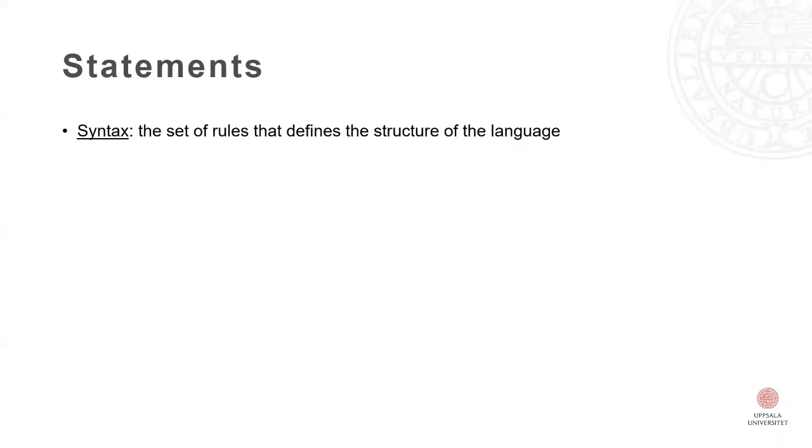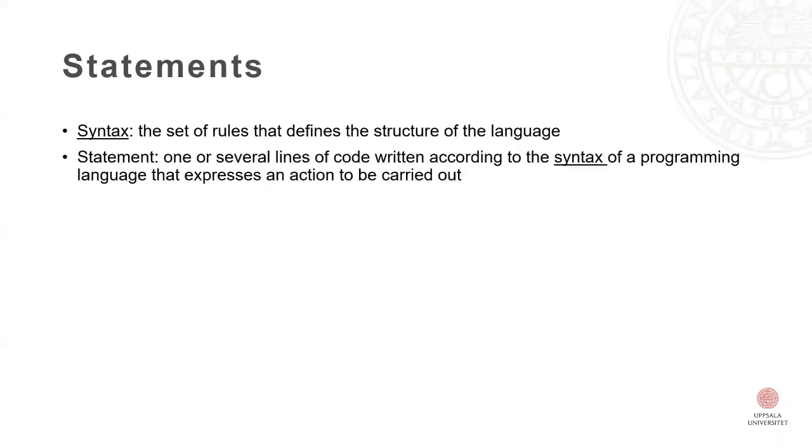We have similar rules in programming languages, and they are called syntax. A statement is one or several lines of code that is written according to the syntax of a programming language. Again, you can think of syntax as the grammar. And a statement expresses an action that needs to be carried out. It looks fancy, but it's actually very easy when we take a look at the examples. So we can have several statements in a program.